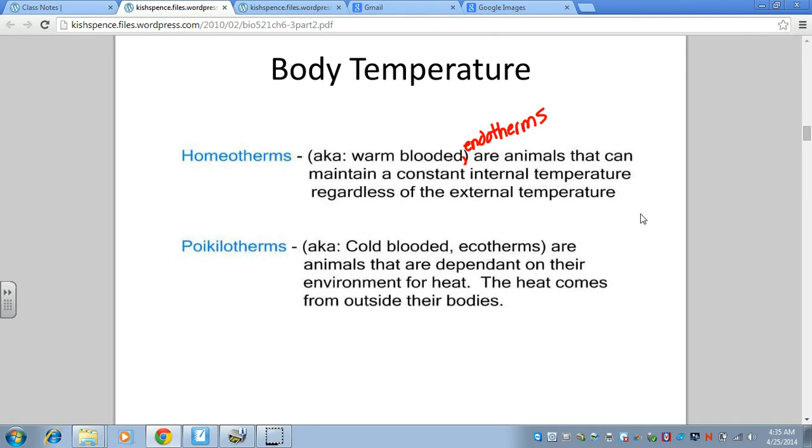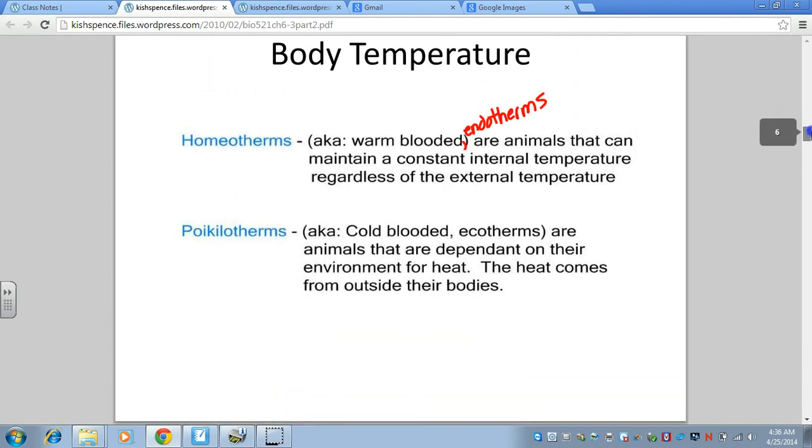Poikilotherms, on the other hand, are cold-blooded. They are ectotherms, and so their body temperature depends on the temperature of the environment around them. If it gets cold, then they have to find some source of heat in order to warm up. They have to sun themselves, or move to a warmer area. If they get hot, then they have to do the opposite. They need to find some water to cool off in, or some shade, so they don't overheat.